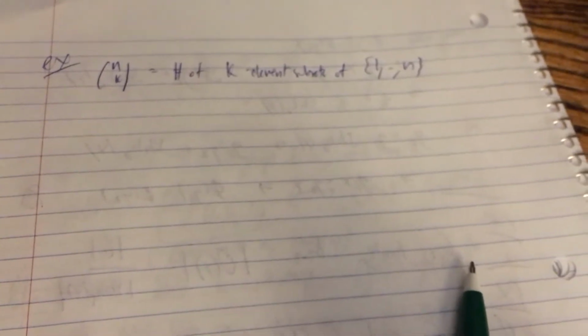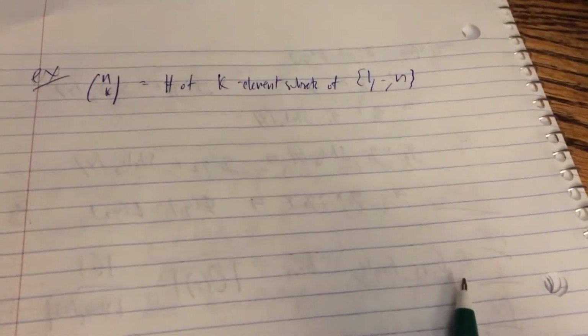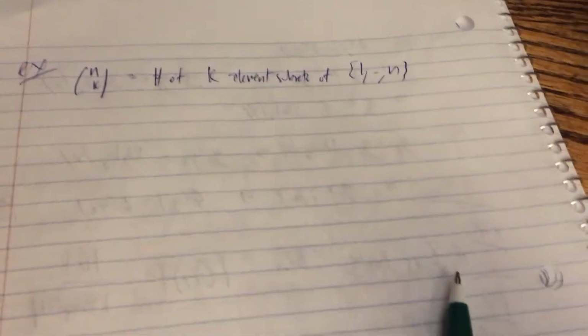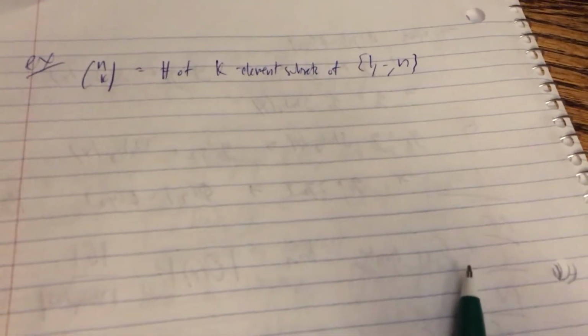By definition, n choose k is the number of k element subsets of our favorite set, any set with n elements, but I'll say 1 through n. So if you start with some collection of n objects, this is the number of ways to choose k of them. And this number is called a binomial coefficient. It's a very important number.